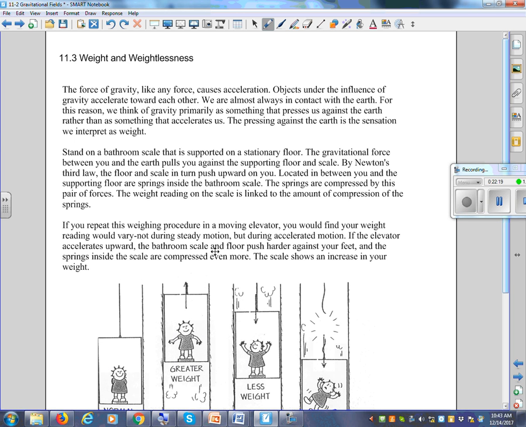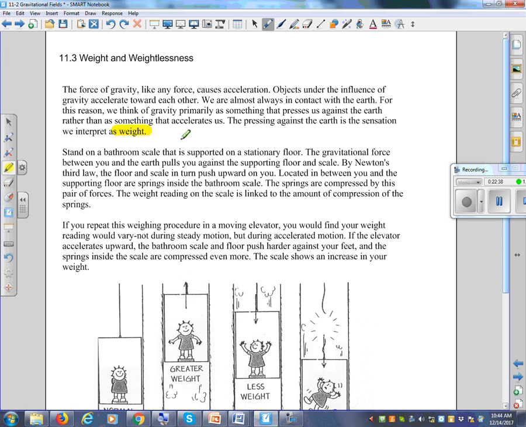Force of gravity, like any force, causes acceleration. Objects under the influence of gravity accelerate toward each other. We're almost always in contact with the Earth. For this reason, we think of gravity primarily as something that presses us against the Earth rather than as something that accelerates us. This pressing against the Earth is the sensation we interpret as weight.